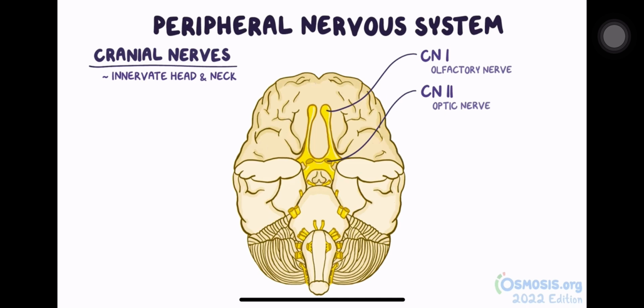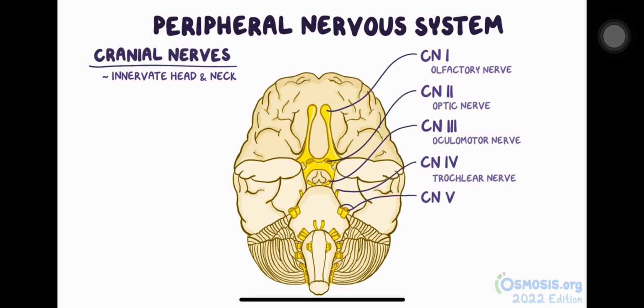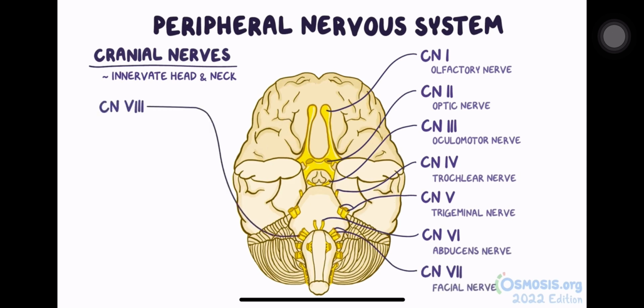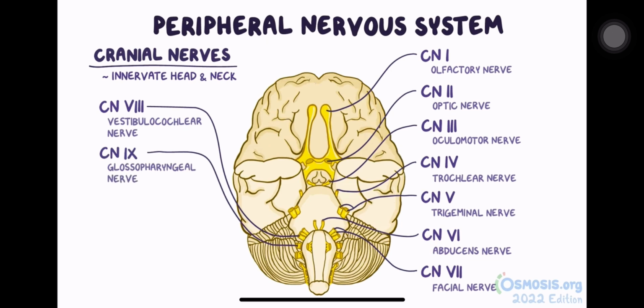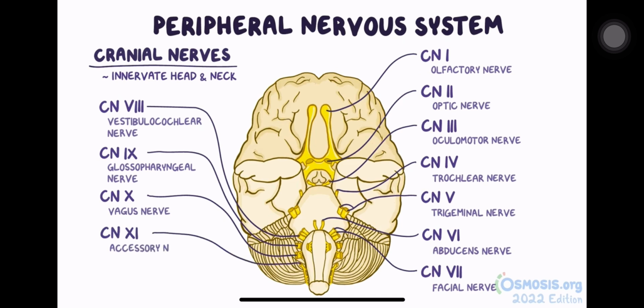The rest of the cranial nerves emerge from different parts of the brainstem. Cranial nerve 3, the oculomotor nerve, and cranial nerve 4, the trochlear nerve, emerge from the midbrain. Cranial nerve 5, the trigeminal nerve, cranial nerve 6, the abducens nerve, cranial nerve 7, the facial nerve, and cranial nerve 8, the vestibulocochlear nerve, emerge from the pons. And finally, cranial nerve 9, the glossopharyngeal nerve, cranial nerve 10, the vagus nerve, cranial nerve 11, the accessory nerve, and cranial nerve 12, called the hypoglossal nerve, all emerge from the medulla.